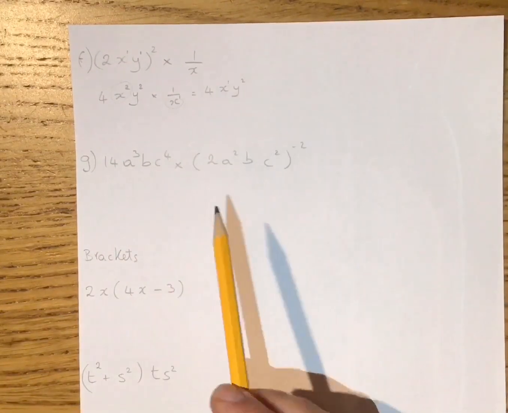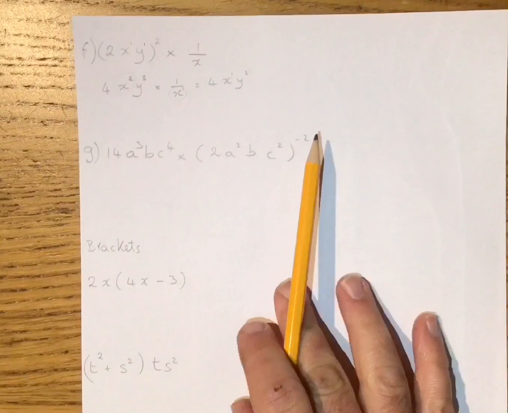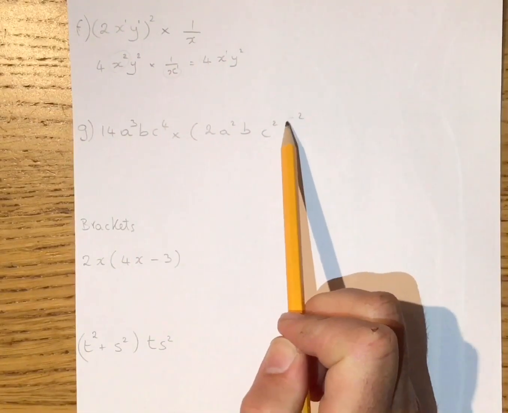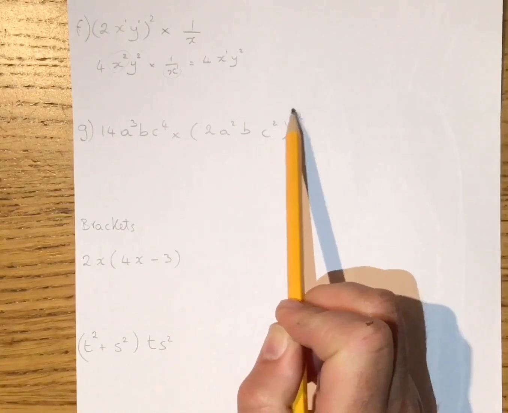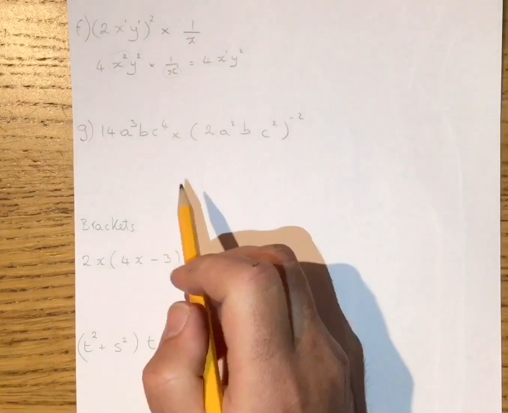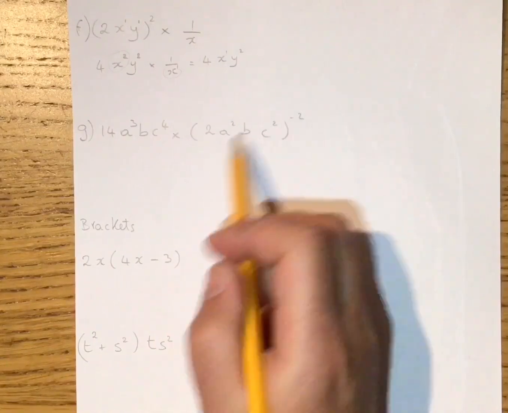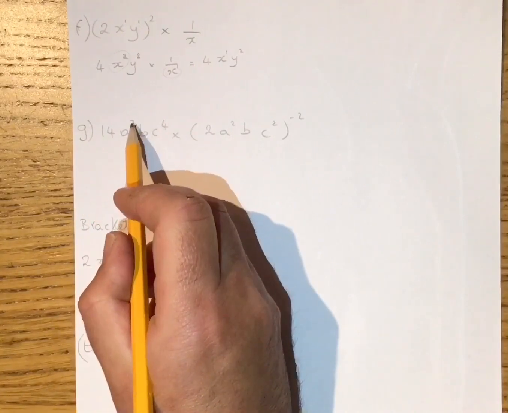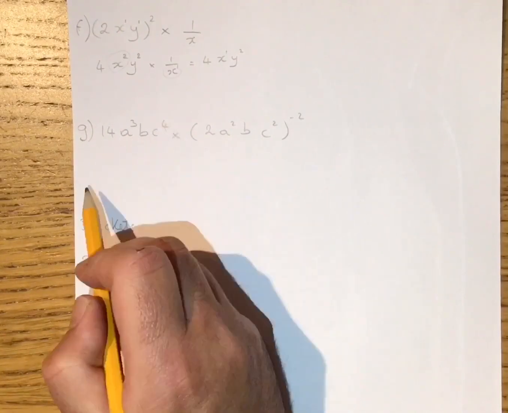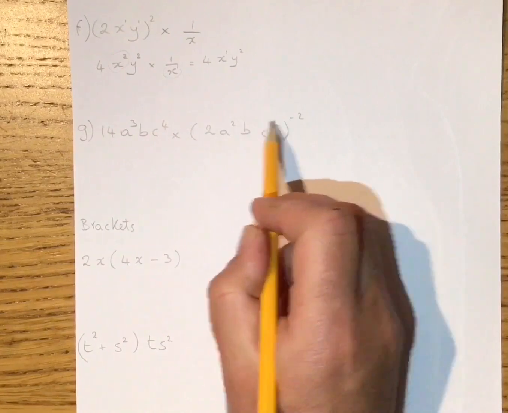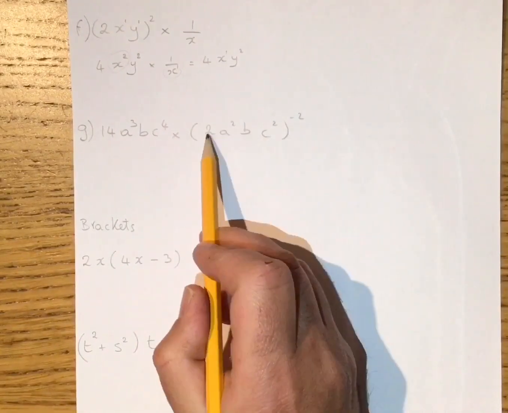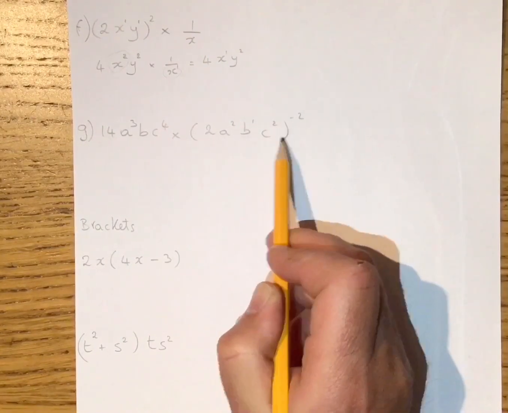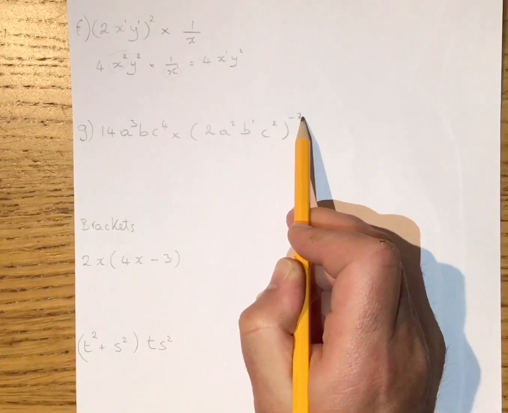The last one of the examples before we move to brackets is this one. This is a bit more challenging because the power here is negative. So this is another indices rule that we're going to follow here. So we have 14a cubed b c to the power 4 times bracket, that minus 2 belongs to everything, 2a squared b to the power 1 c squared, everything to the power minus 2.